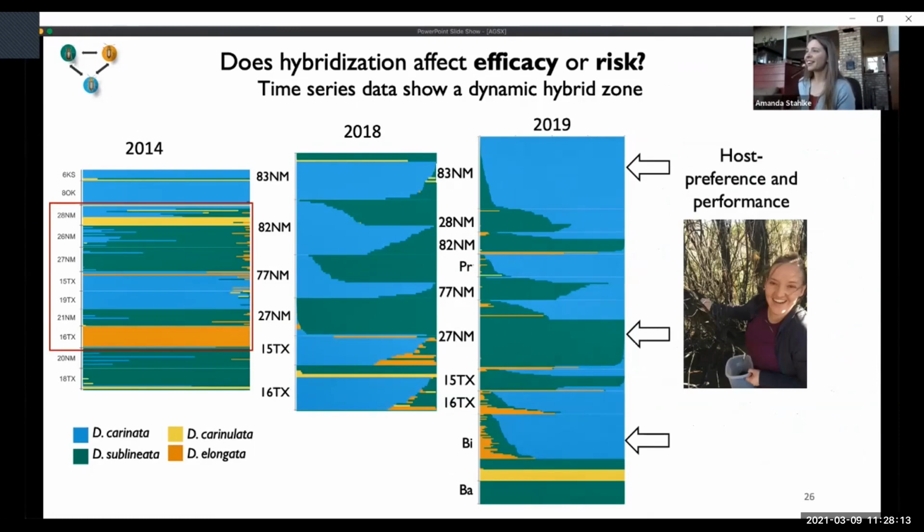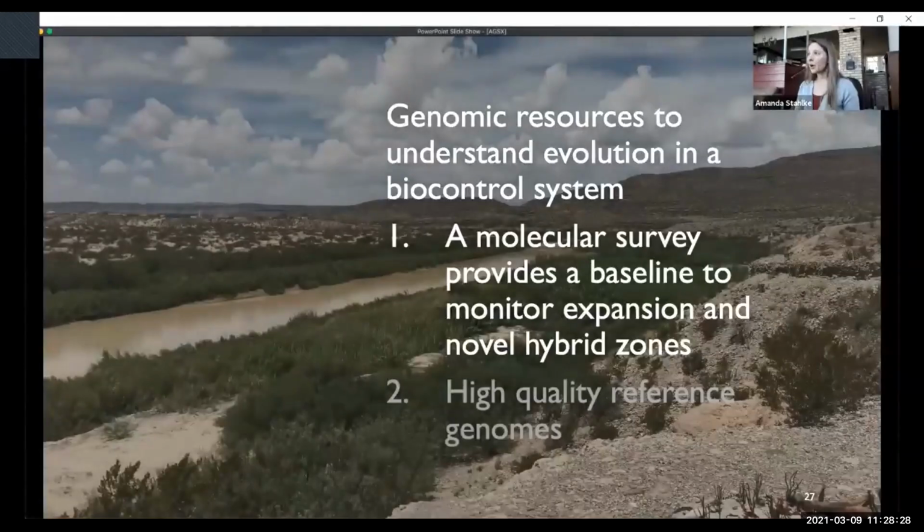Additionally, Eliza and I now have both genotype data and host preference and performance data for 3 of these populations with differing levels of hybridization. Okay, so I showed some polished work and also some exciting directions that we're actively pursuing, but this is the start of a molecular survey that provides a baseline to monitor these expansion and novel hybrid zones.